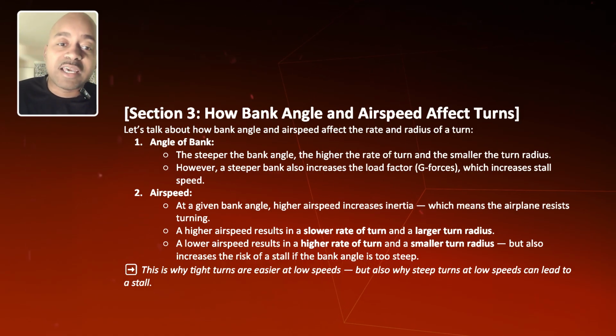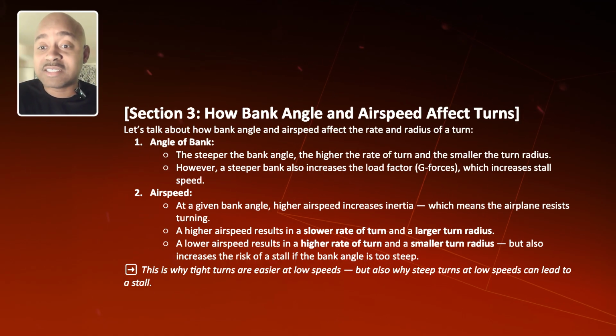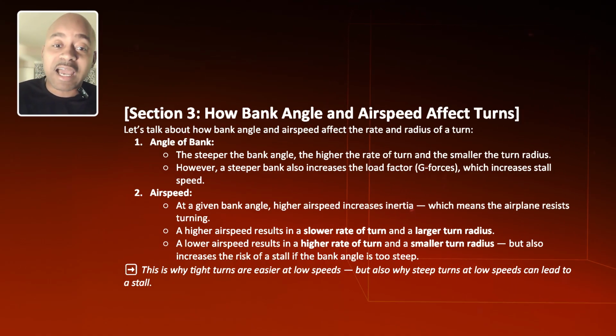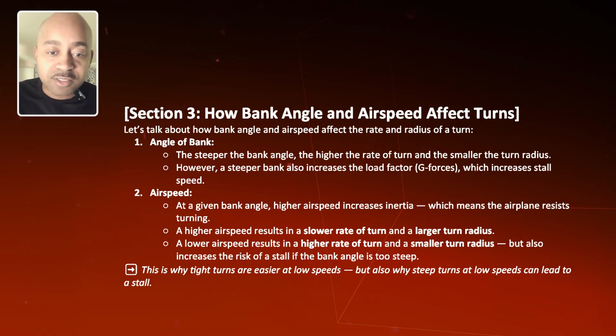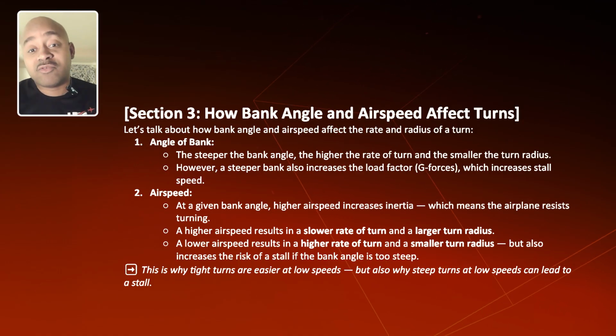With your airspeed, at a given bank angle, higher airspeed increases inertia, which means the airplane resists turning. The higher airspeed results in slower turn rate and larger turn radius. And then the opposite is true for low airspeed: high rate of turn, small turn radius. So in a 172, 30 degrees bank at 100 knots will result in a much smaller turn radius and a higher turn rate than the same 30-degree bank going 140 knots.